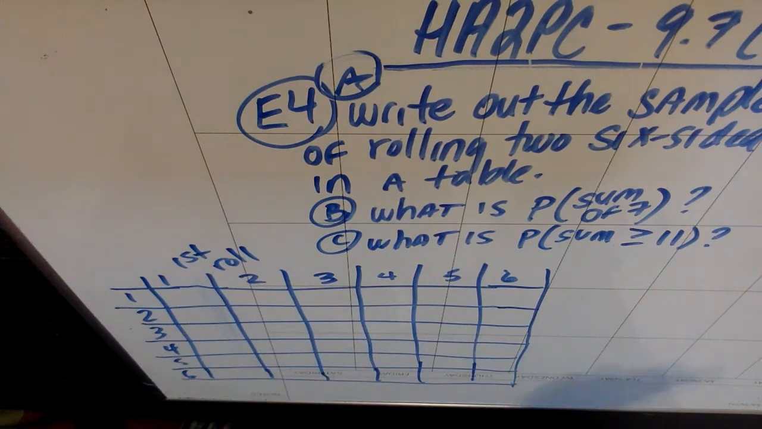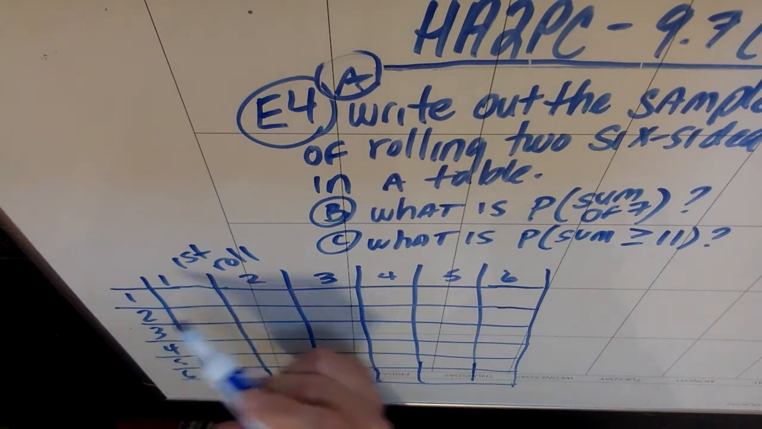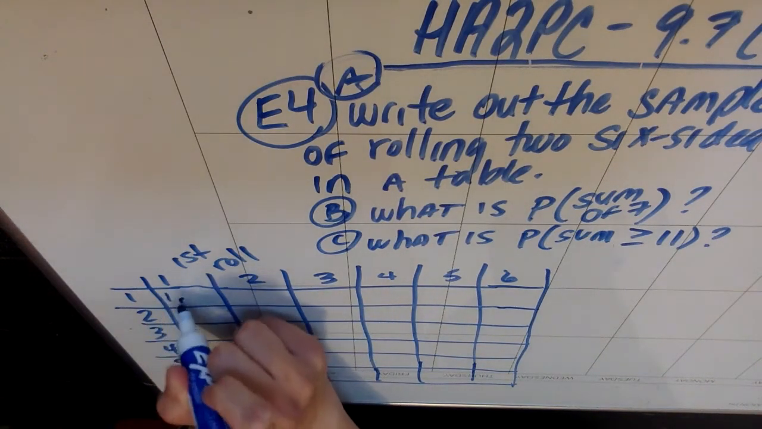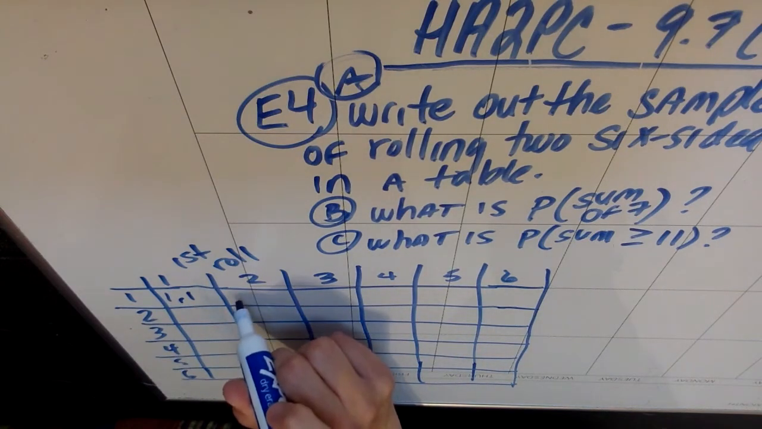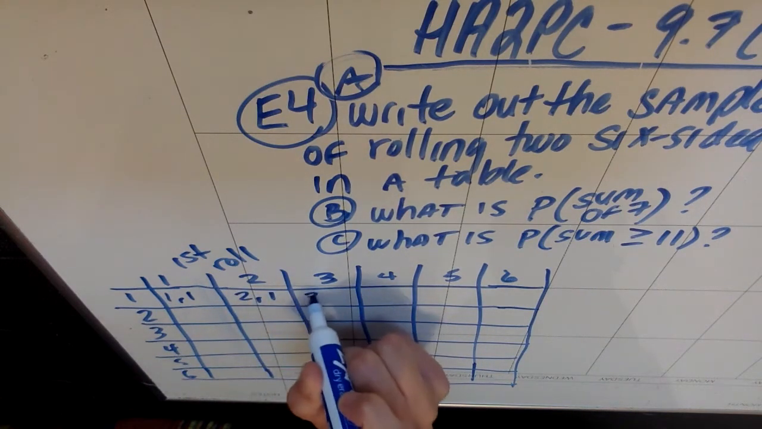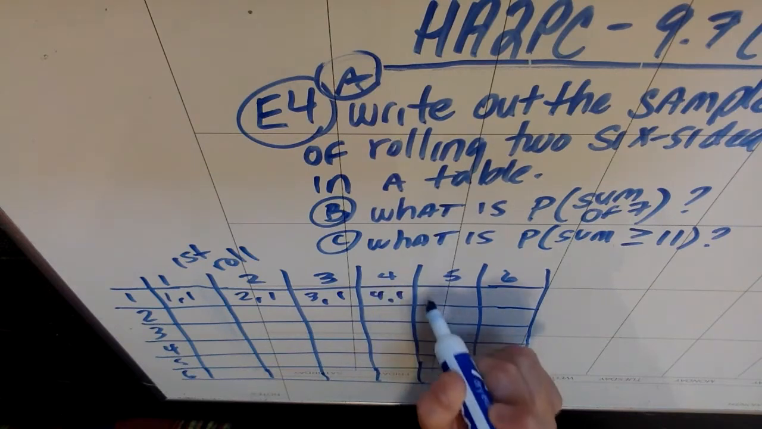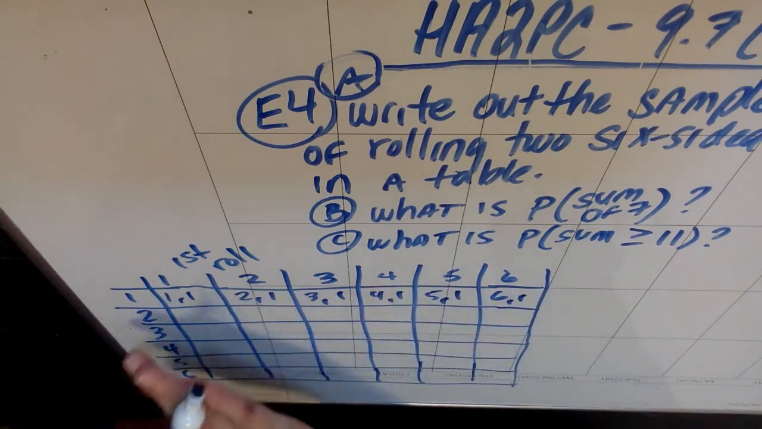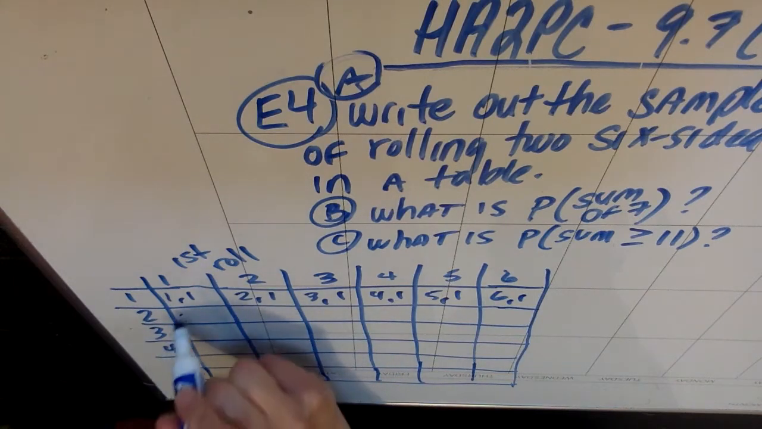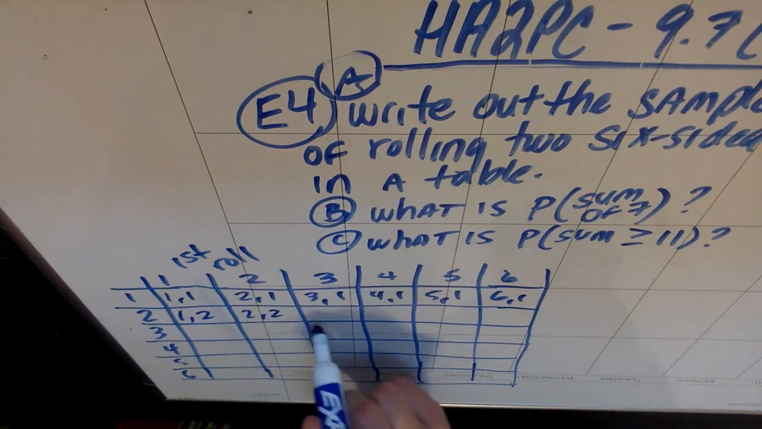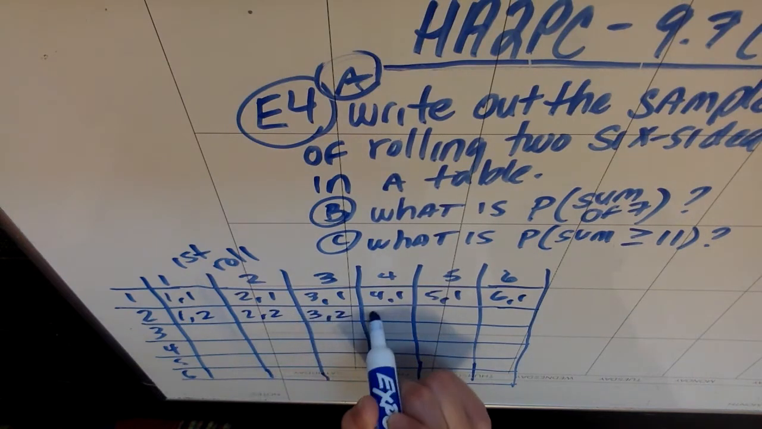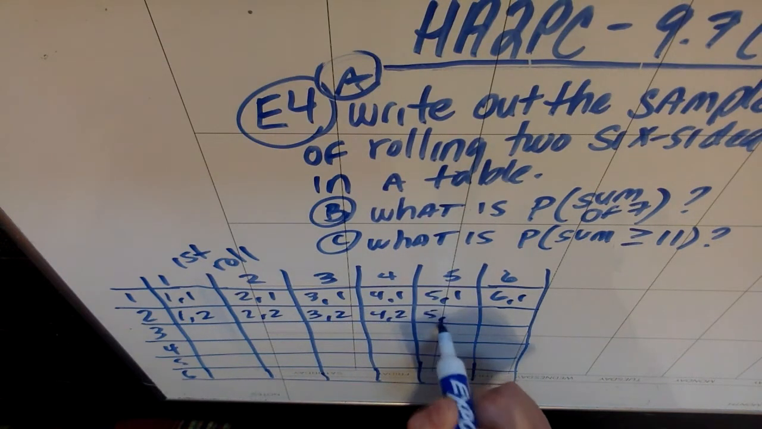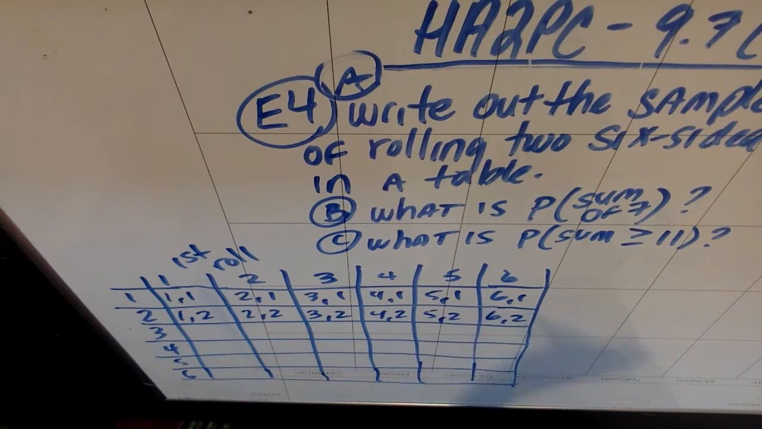All right, so for instance, my first roll is a 1. My second roll is also a 1, so 1,1. My first roll is a 2, 1; 3, 1; 4, 1; 5, 1; 6, 1, right? That whole row is what happens if I roll a 1 second. And then 1,2; 2,2; 3,2; 4,2; 5,2; 6,2. And actually, there's a nice lazy way to do this if you want.